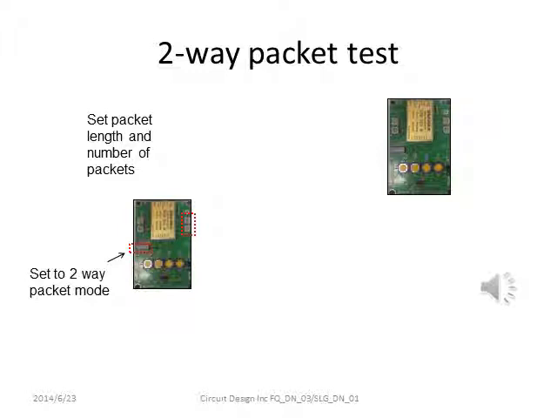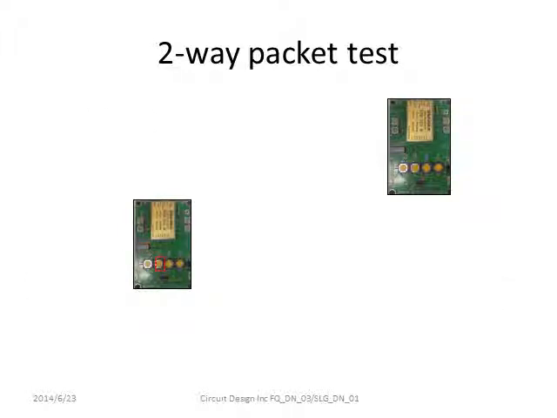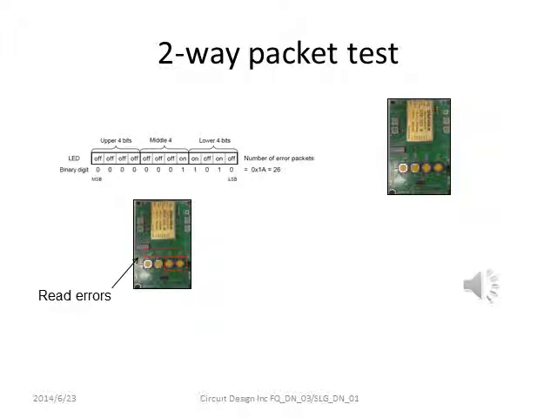To use the two-way packet test transmission, set the dip switch as follows and the packet length and number of packets. As before, the LEDs will flash, but this time an acknowledgement comes back from the receiver board back to the transmitter. Finally, the transmitter board LEDs will flash up the number of errors in the packet.